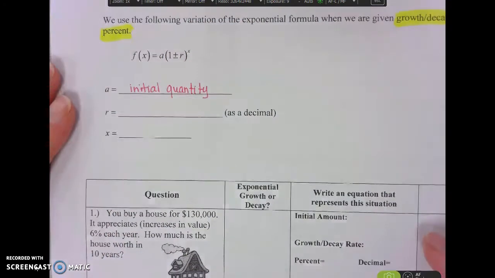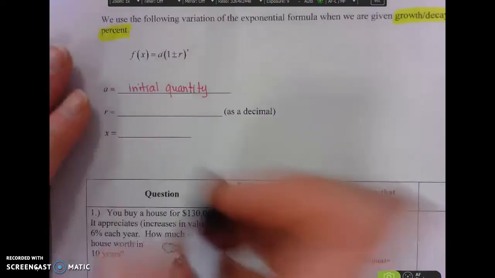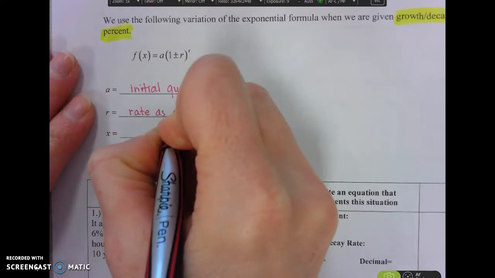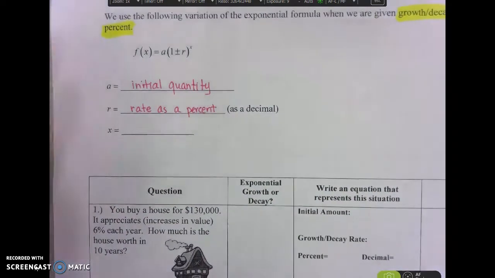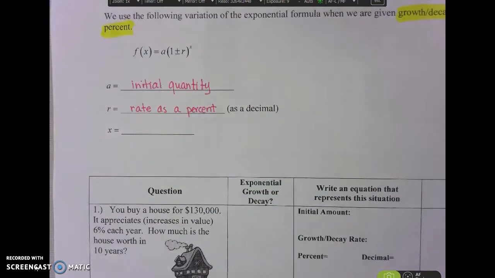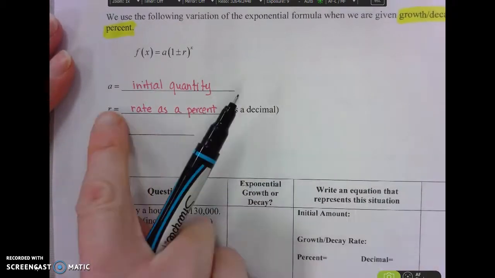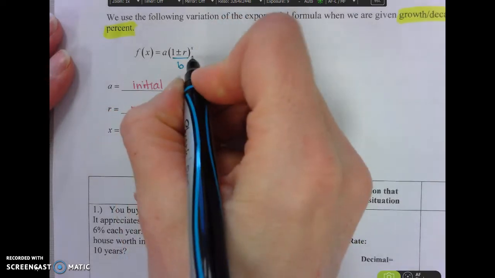But now you've got this R. So R is going to represent your rate as a percent. So we're going to have to make sure we can convert percents in decimal form, which shouldn't be a problem. We'll practice that for certain. But then that means that that R is part of where B usually is. This is your B value.